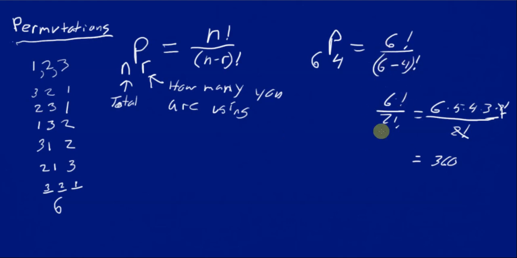Now, there's a way to do this on your calculator, but I don't want you to do that. I'd like you to work it out by hand like this for the day or two. Okay, so what happens if I have a permutation of 5 things taken 5 at a time?